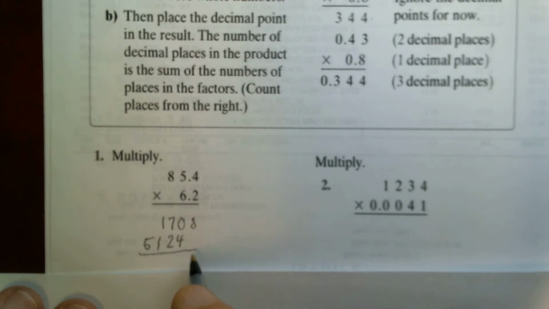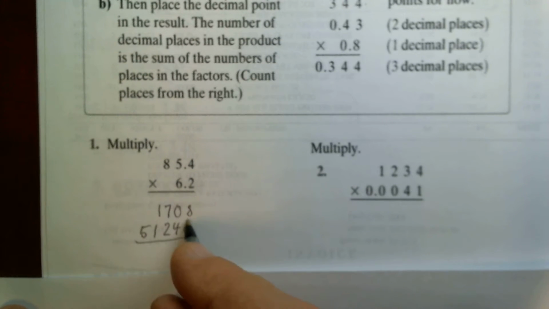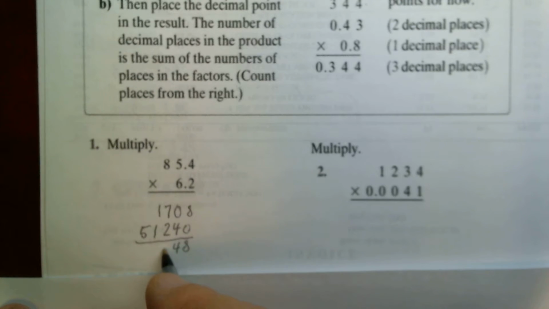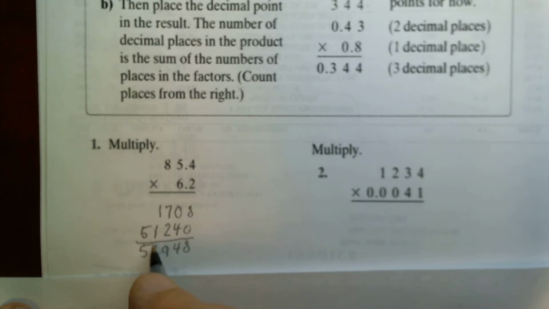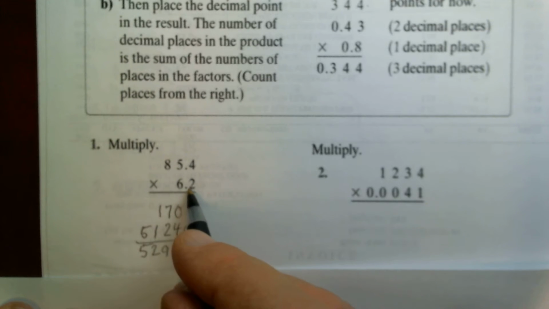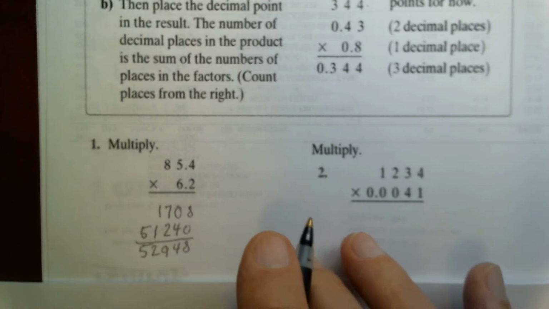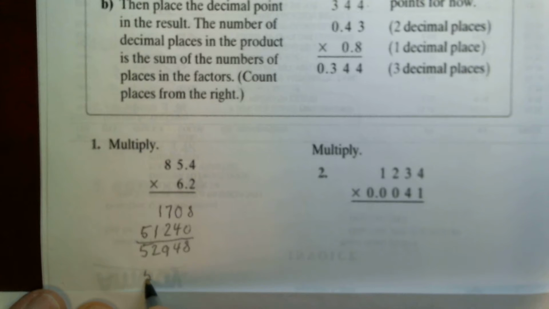So now we add these numbers, and so 8 plus 0 is 8, 0 plus 4 is 4, 7 plus 2 is 9, 1 plus 1 is 2, and then there's a 5. And since there is 1 decimal place here and 1 decimal place there, we move the decimal 1, 2 places. In other words, the answer would be 529.48, by moving the decimal 1, 2 places.